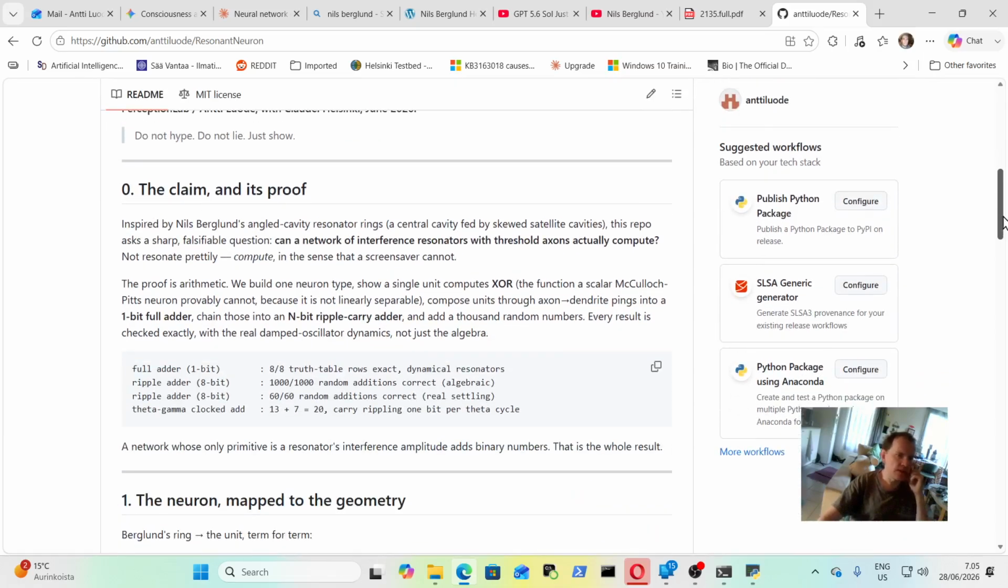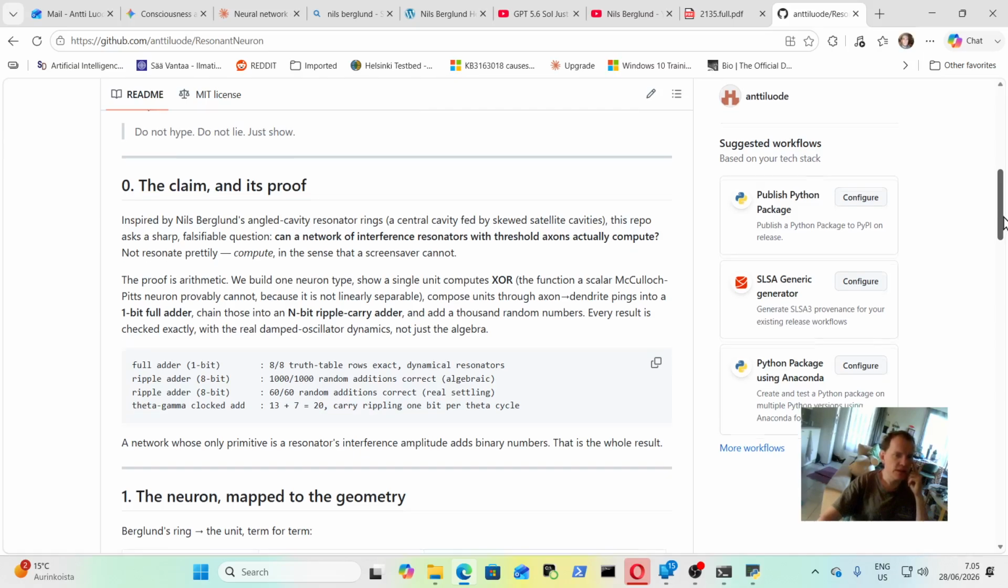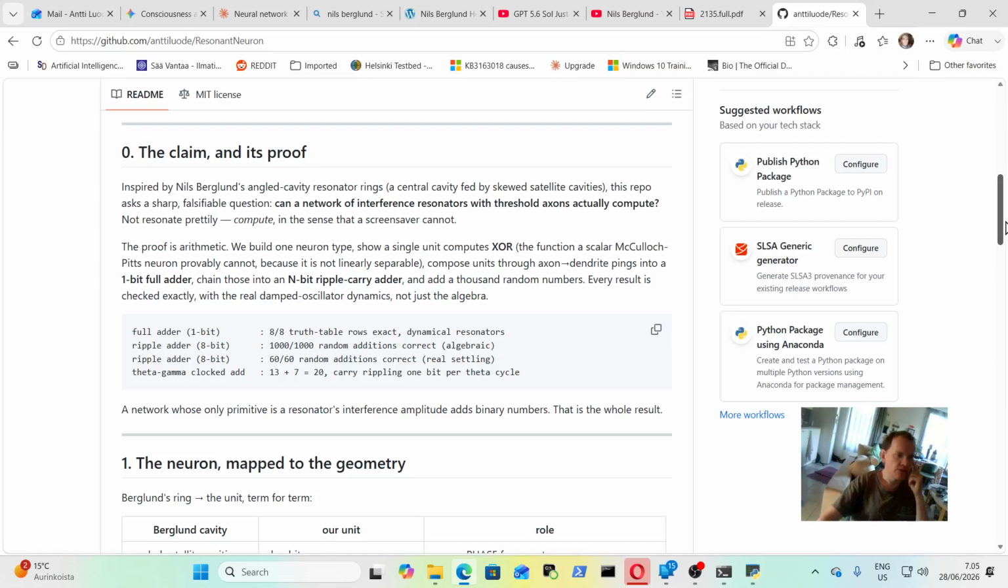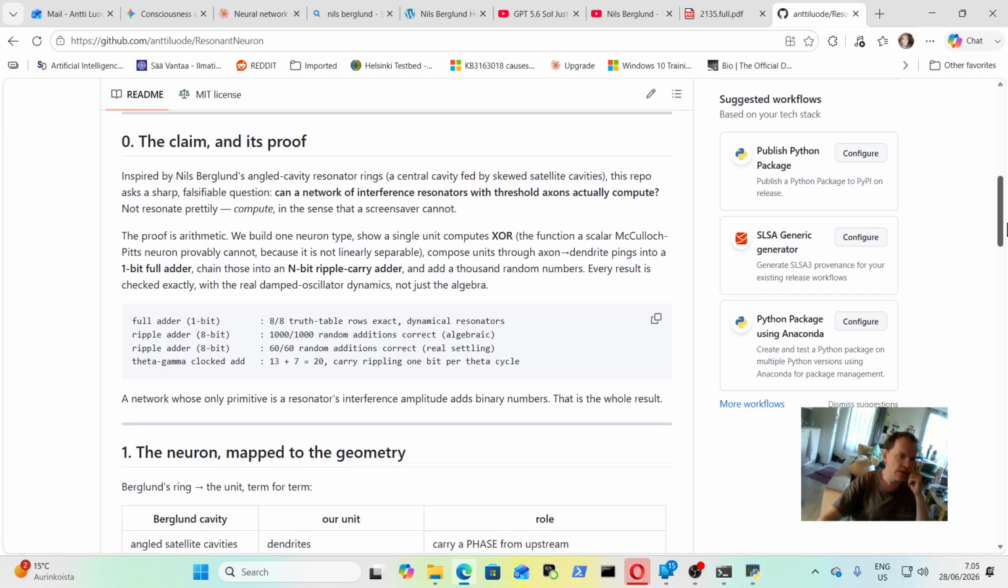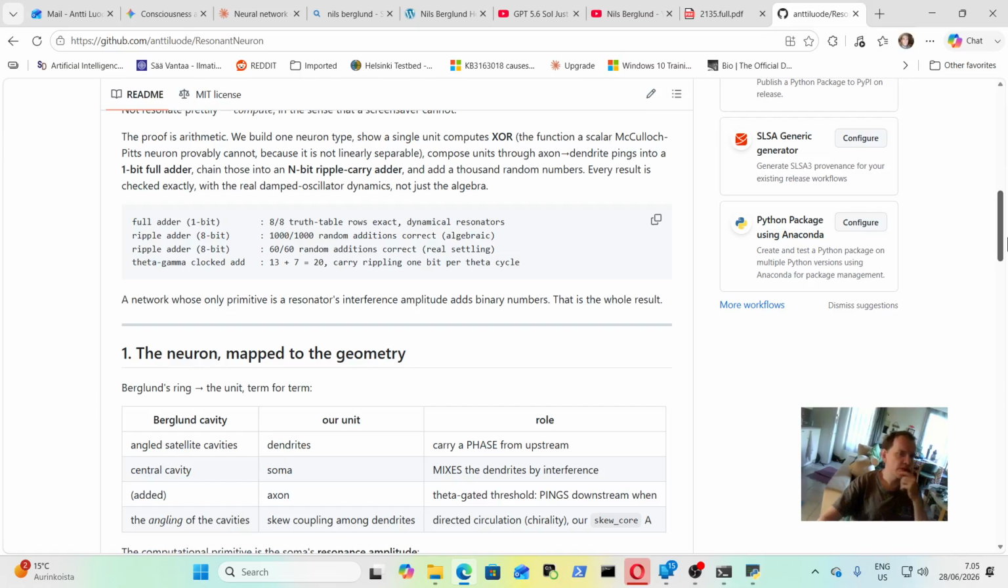So resonator computer, a working arithmetic unit built from Berglund geometry neurons, interference summers and threshold axons. Inspired by Nils Berglund's angled cavity resonator rings, a central cavity fed by skewed satellite cavities, this repo asks a sharp falsifiable question. Can a network of interference resonators with threshold axons actually compute? Not resonate prettily, compute, in the sense that a screensaver cannot. The proof is arithmetic. We build one neuron type, so a single unit computes XOR.